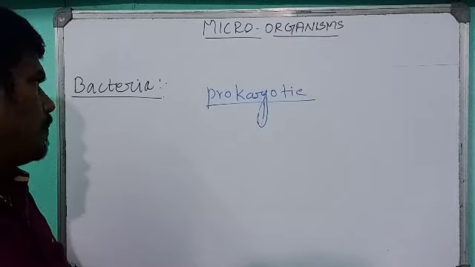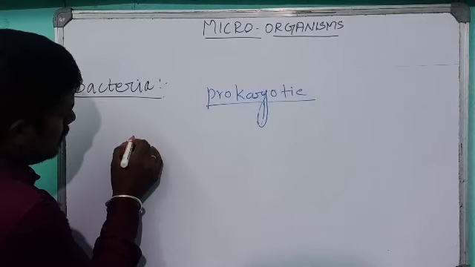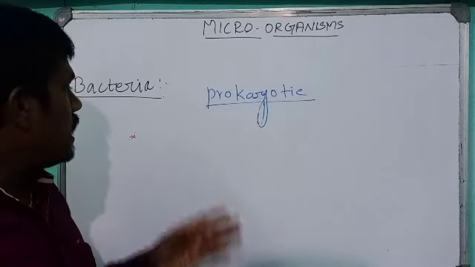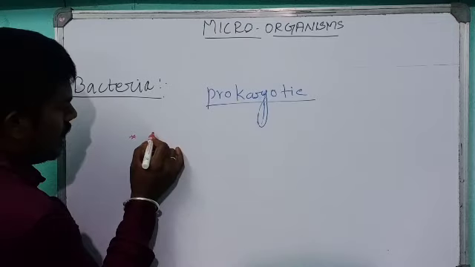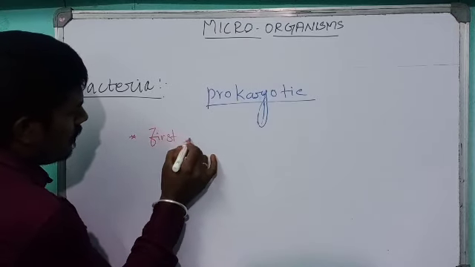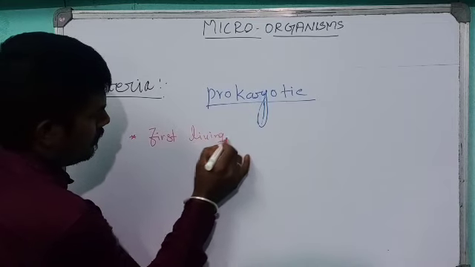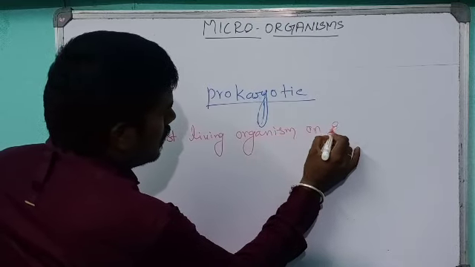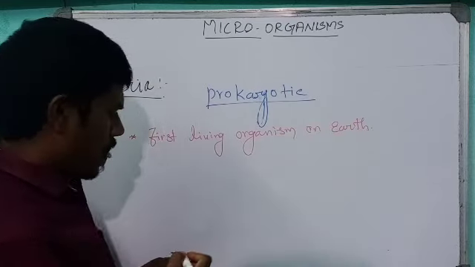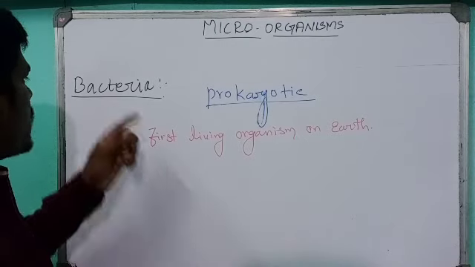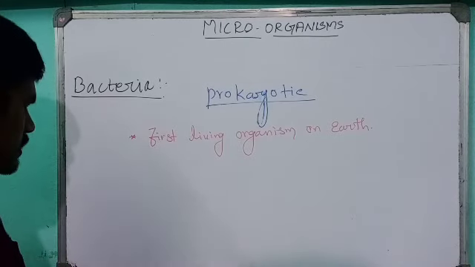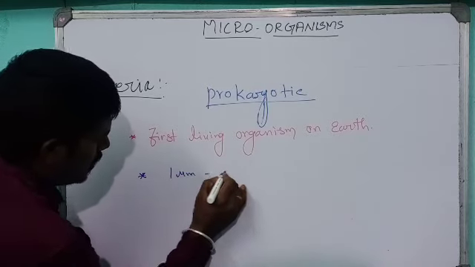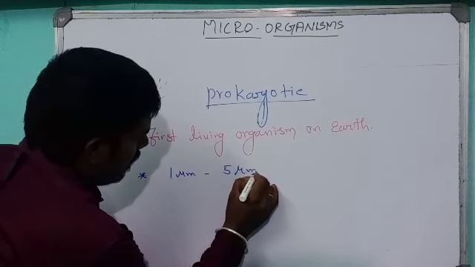This is a single cell. At the same time, bacteria are considered the first living organism on Earth. Bacteria are small in size. Small size means 1 micrometer to 5 micrometer.